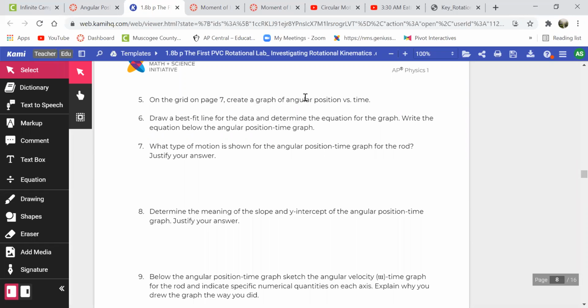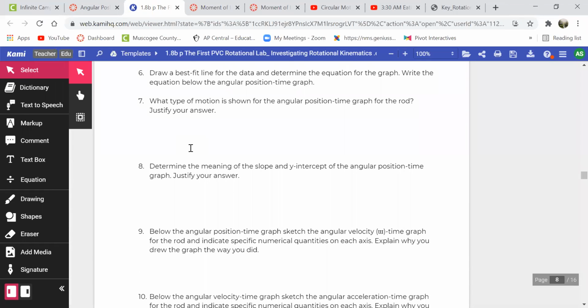Create a graph of angular position versus time. Draw the best fit line for the data and determine the equation for the graph. Write the equation below the angular position time graph. So that's 5 and 6. 7 would be what type of motion is shown by the angular position versus time graph. It's asking accelerated or constant motion. All right, and you have to explain your answer using slope, right? That's what that's going to give you. Then determine the meaning of the slope and the y-intercept of the angular position versus time graph.